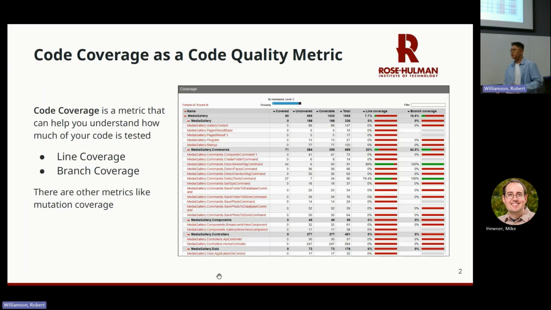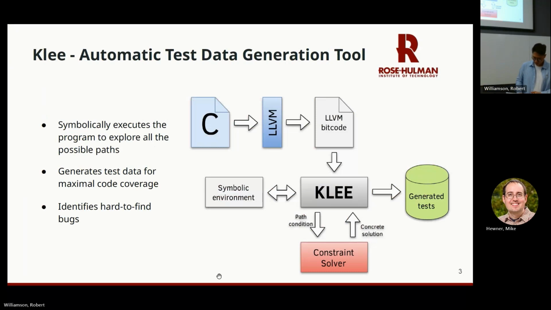So typically what software engineers do is they will look at a code report like this and manually generate test cases to increase the line coverage as well as the branch coverage. But such a task is very boring and tedious. So there are software testing tools that can automate the process of generating the test cases. And one of the tools I want to talk about today is called KLEE, which is powered by a symbolic execution engine. It's an automatic test data generation tool, which symbolically executes the program to explore all the possible paths. And by doing so, it can generate specific test data for maximal code coverage.